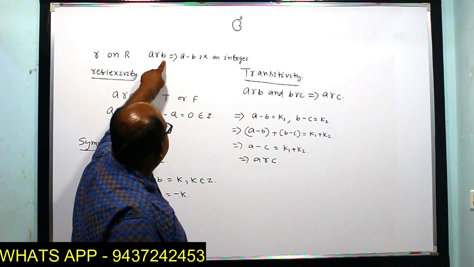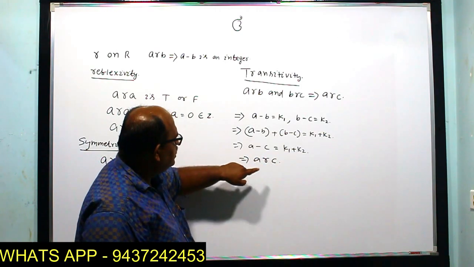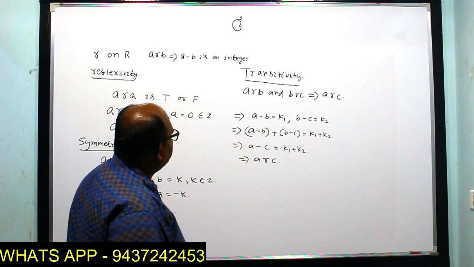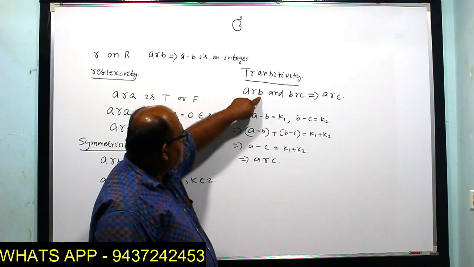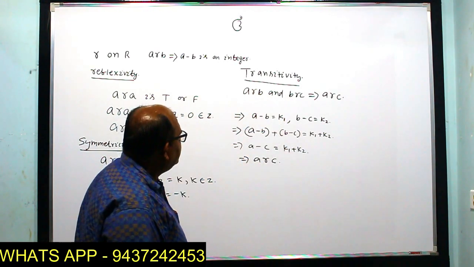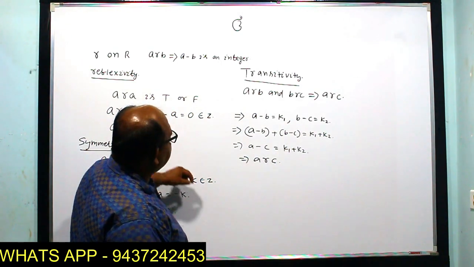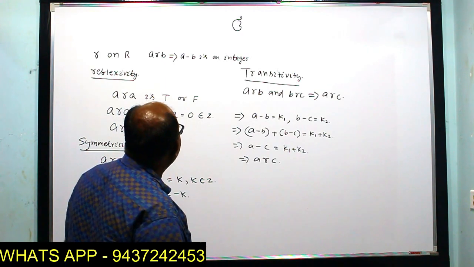Given A related to B means A minus B is an integer. We got A minus C is an integer, so we can write A related to C. So by taking A related to B and B related to C, we got A related to C. So clearly the relation is transitive. Also clearly the relation is equivalence.